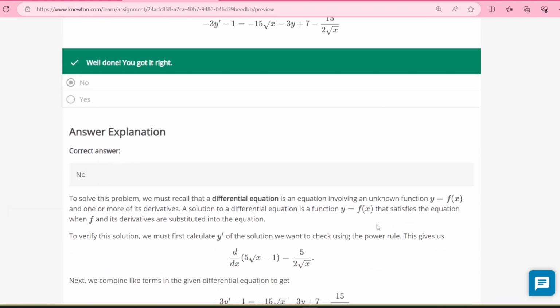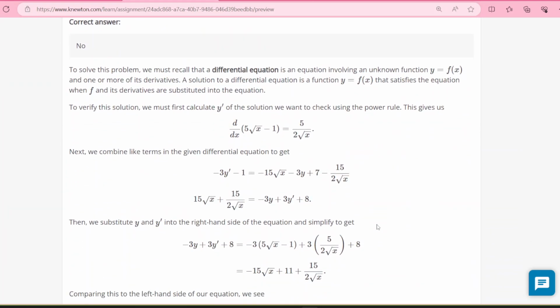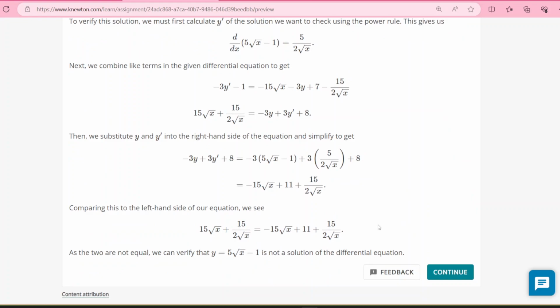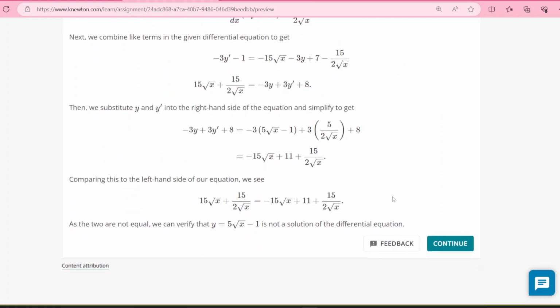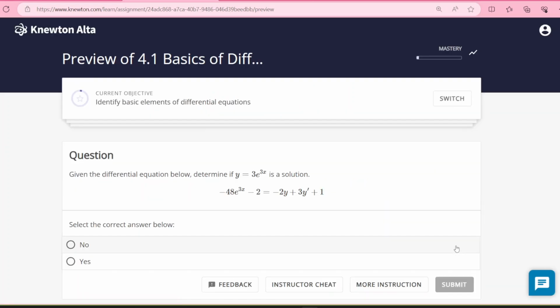Great. Again, please look through the answer explanations. Oh, I see what they did. They added the 3y prime over there. So still no solution. Right? Not a solution. All right, next.